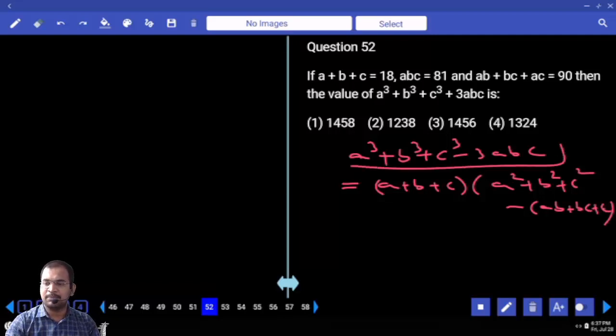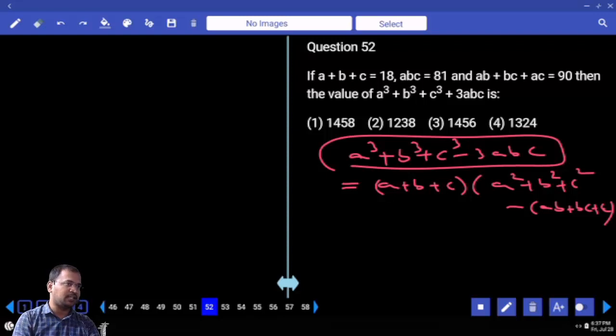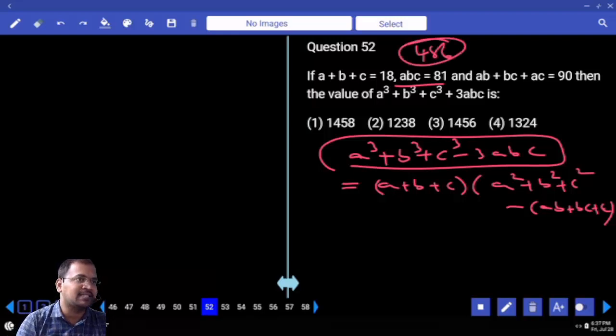First let's find out a cube plus b cube plus c cube minus 3abc. After that, we just need to add 6 times of abc, because we know the abc value also. 6 times of abc is nothing but 486. After getting the answer, if you add 486, then you will get the answer. Are you clear or not?